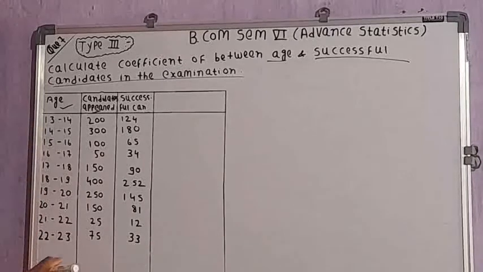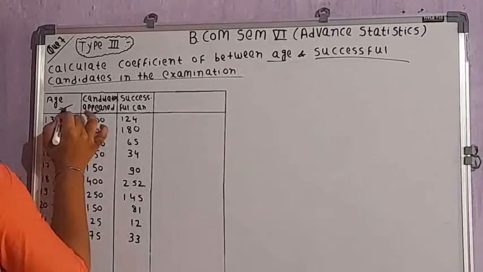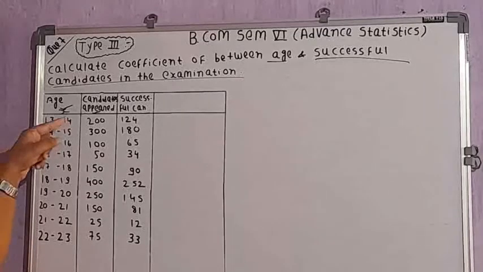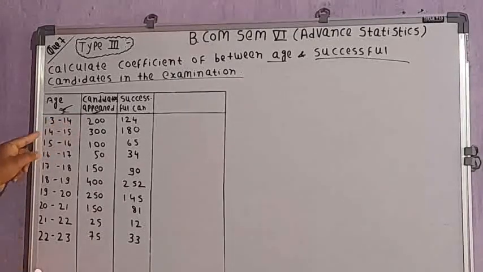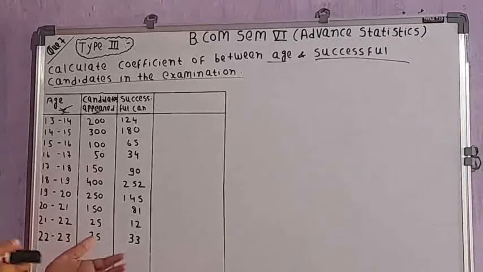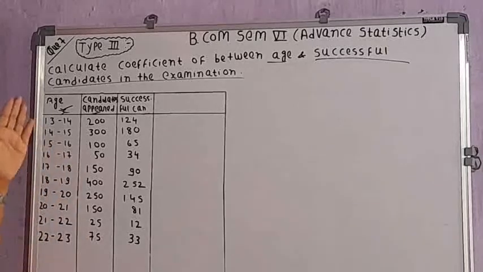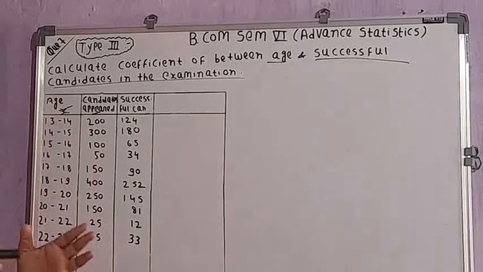So this is the X series. We will consider that age is the X series and successful candidates in the examination is the Y series. But here age has been given in grouped data. Like groups have been formed for the different ages, like 13 to 14 years would be put under this group, 14 to 15 years would be put under this group, and the students belonging to a particular age group would be put under that age group. So this way age has been given in the X series. Successful candidates we have to find for the Y series.